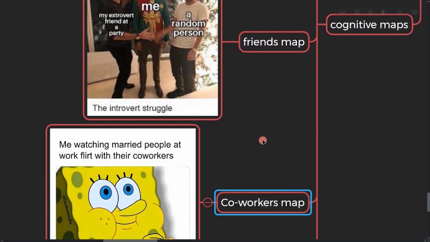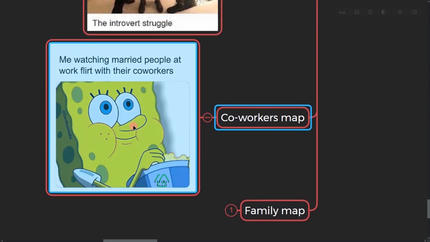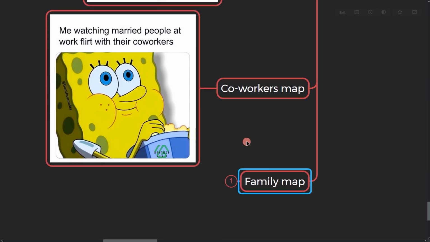We have co-worker maps, people that you've worked with, and there's this really interesting one. Me watching married people at work flirt with their co-workers. Come on, they're married and they're flirting with other people. It's just fun. You have to admit that.